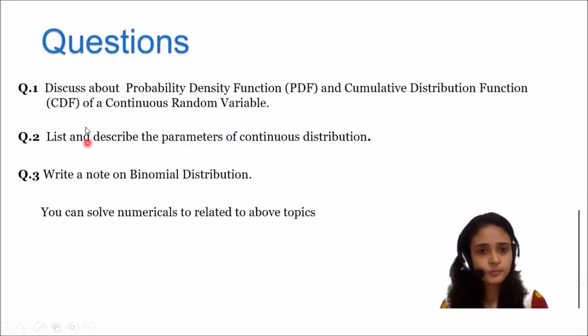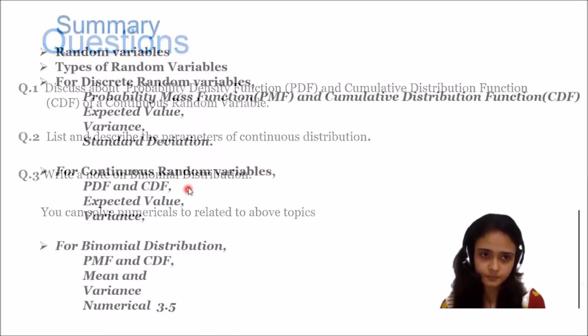From this video, you can answer such questions as: discuss the probability density function, the PDF, and the cumulative distribution function, the CDF, of a continuous random variable; list and describe the parameters of the continuous random variable. Also, you can write about the discrete random variable, and what the binomial distribution is.